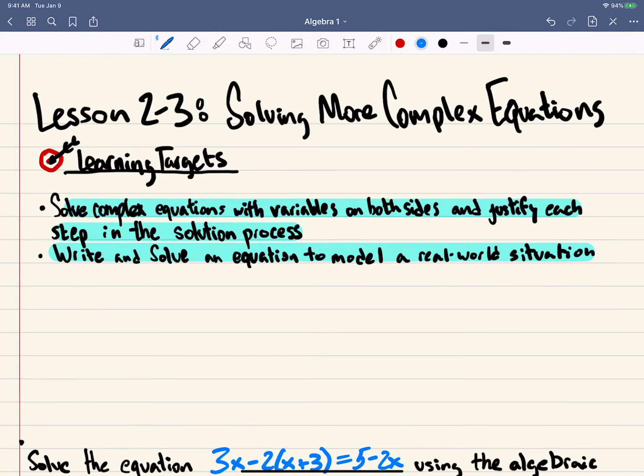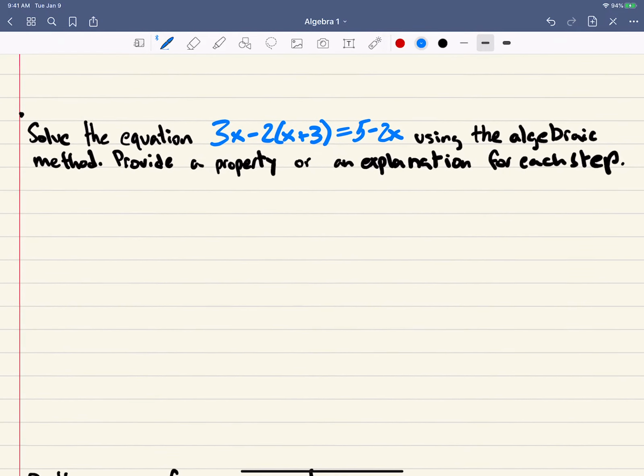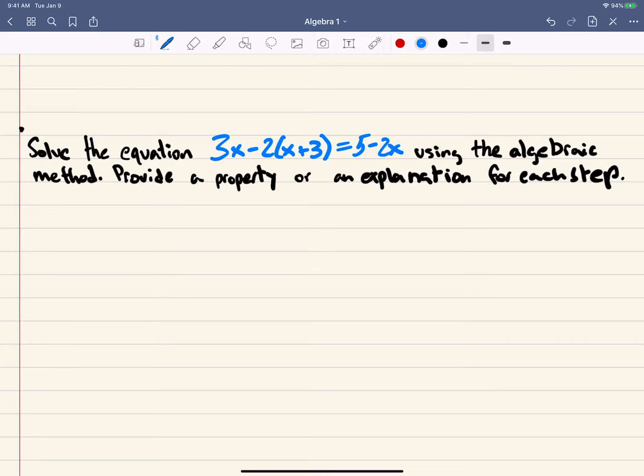All right, first things first, we're going to solve the equation 3x minus 2 times quantity x plus 3 equals 5 minus 2x. We're going to solve this using the algebraic method and providing an explanation for each step. First, we just got to rewrite our equation, and I like rewriting it in black, so I'm going to do that.